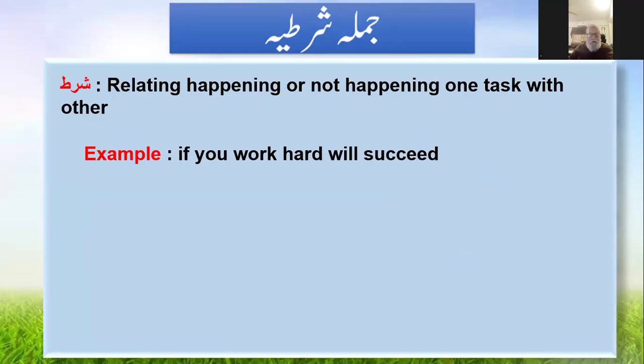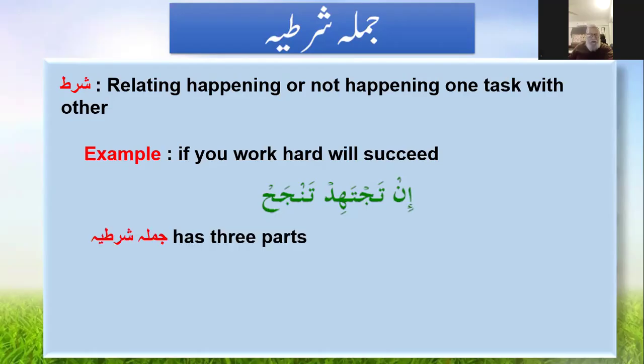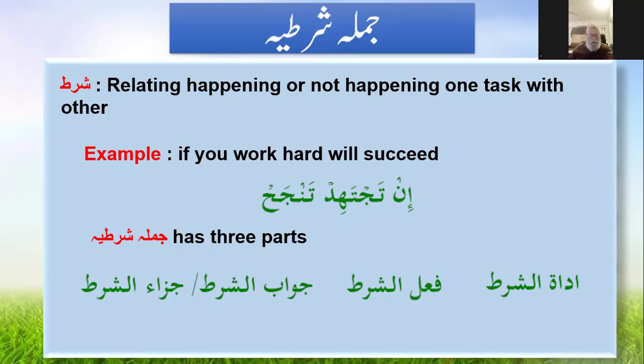If you don't work hard, you will not succeed. So that is a condition. In Arabic, we say in tajtahid tanjah: in tajtahid, if you work hard, tanjah, you will succeed. The jumla shartiya has three parts: adatu shart, fi'lu shart, and jawabu shart, also called jazau shart.